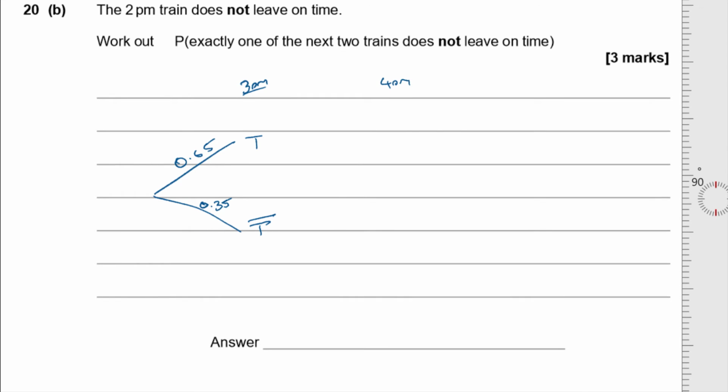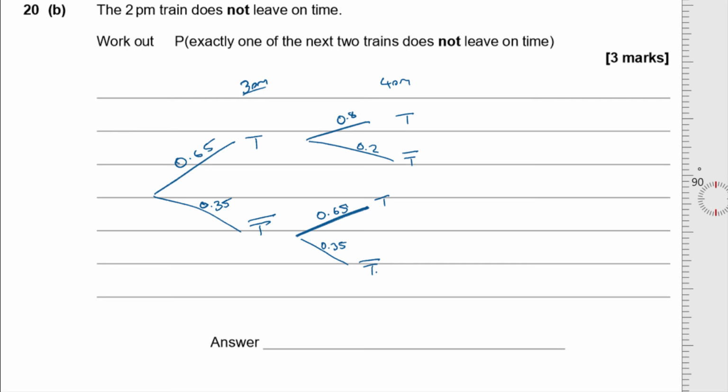Now the 4 p.m. train, that one is going to depend on where we are then. So assuming the 3 p.m. train left on time, then the 4 p.m. train has a 0.8 chance of being on time and a 0.2 chance of not being on time. But if the 3 p.m. train was late, then the 4 p.m. train has got a probability of 0.65 of being on time, and a probability of 0.35 of not being on time. Okay, so that's my tree diagram for this scenario.